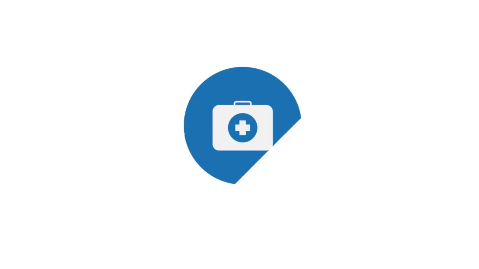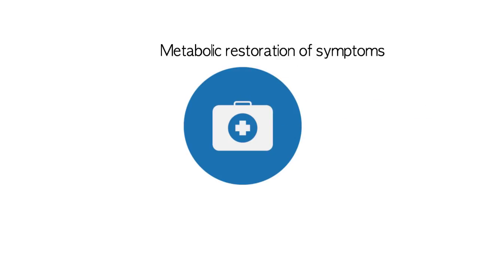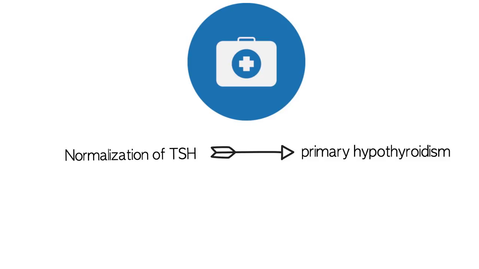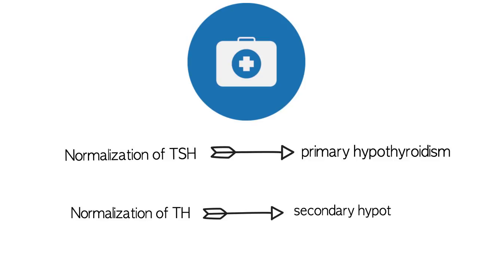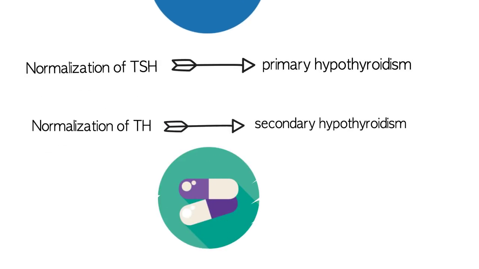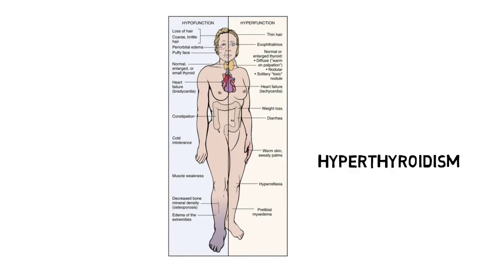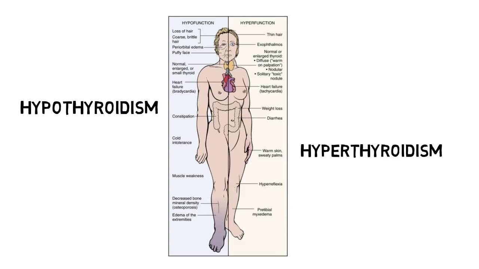Treatment goals for hypothyroidism are metabolic restoration of symptoms and normalization of TSH levels in primary hypothyroidism, and normalization of TH levels in secondary hypothyroidism, with use of synthetic hormone replacement therapy. Take a look at the extremes in clinical manifestations of hyperthyroidism and hypothyroidism. This picture illustrates opposing symptoms. Both conditions appear quite undesirable, and that's why treatment is so critical.